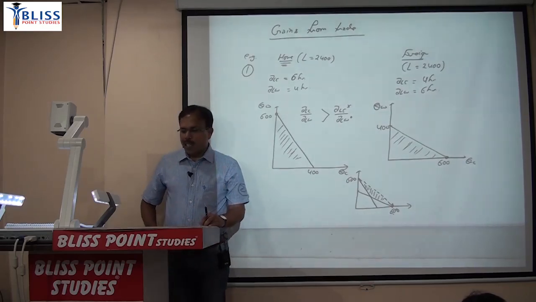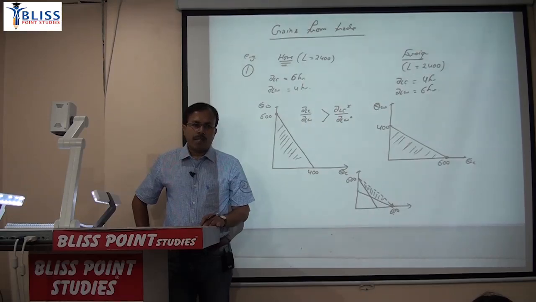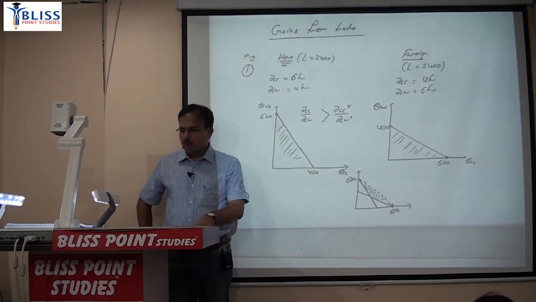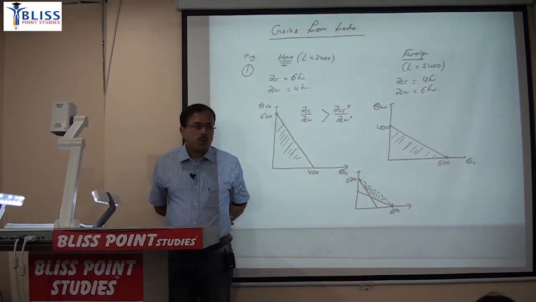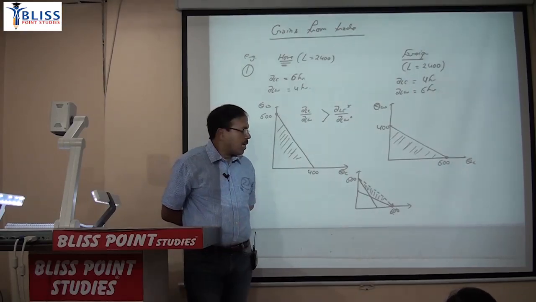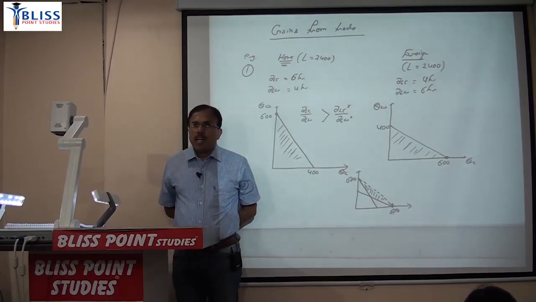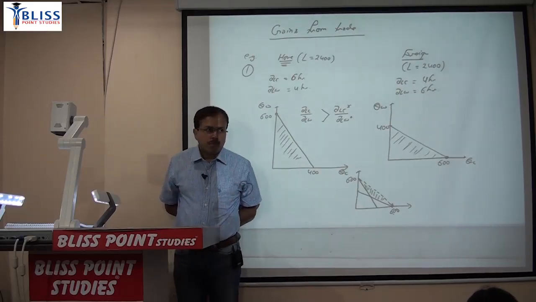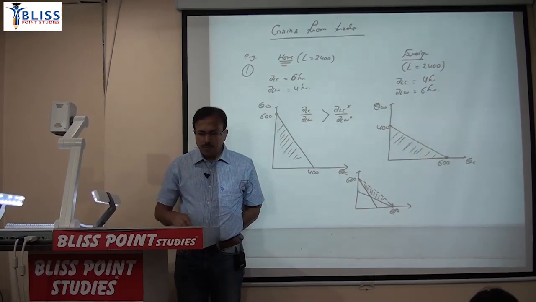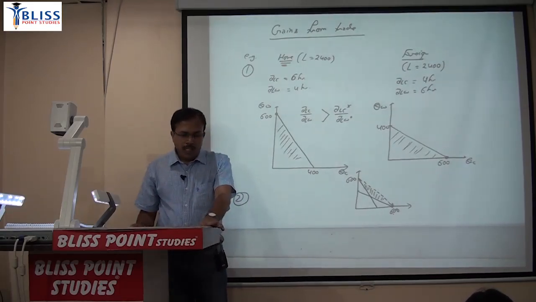Second point, gains from trade. Gains from trade arises due to indirect method of production. Indirect method of production. Underline that word. Indirect method of production.